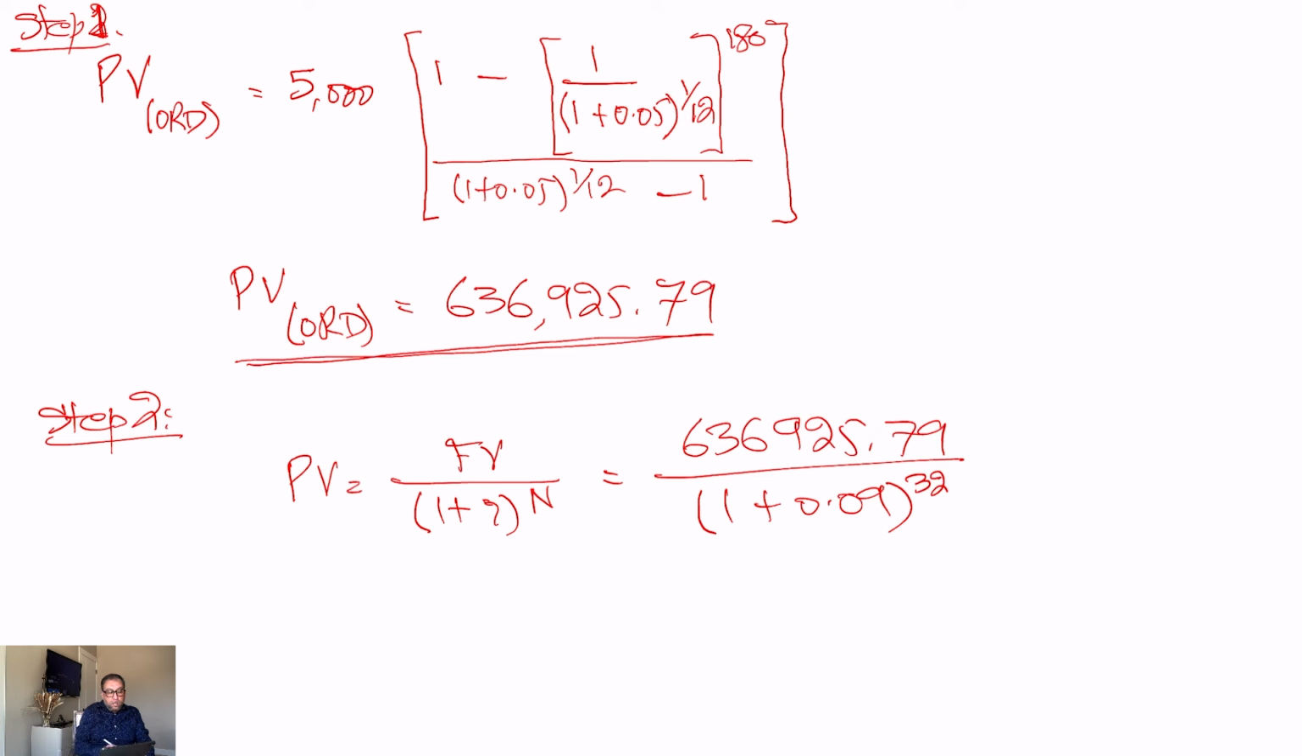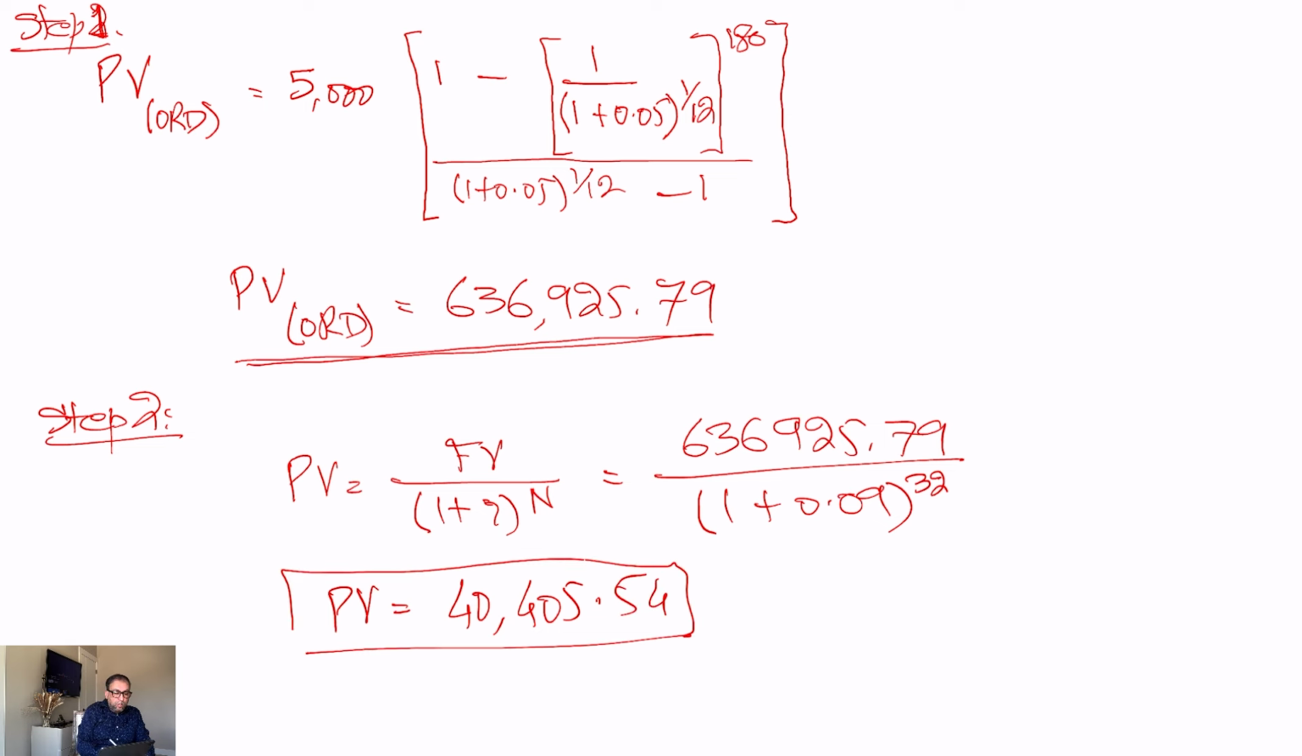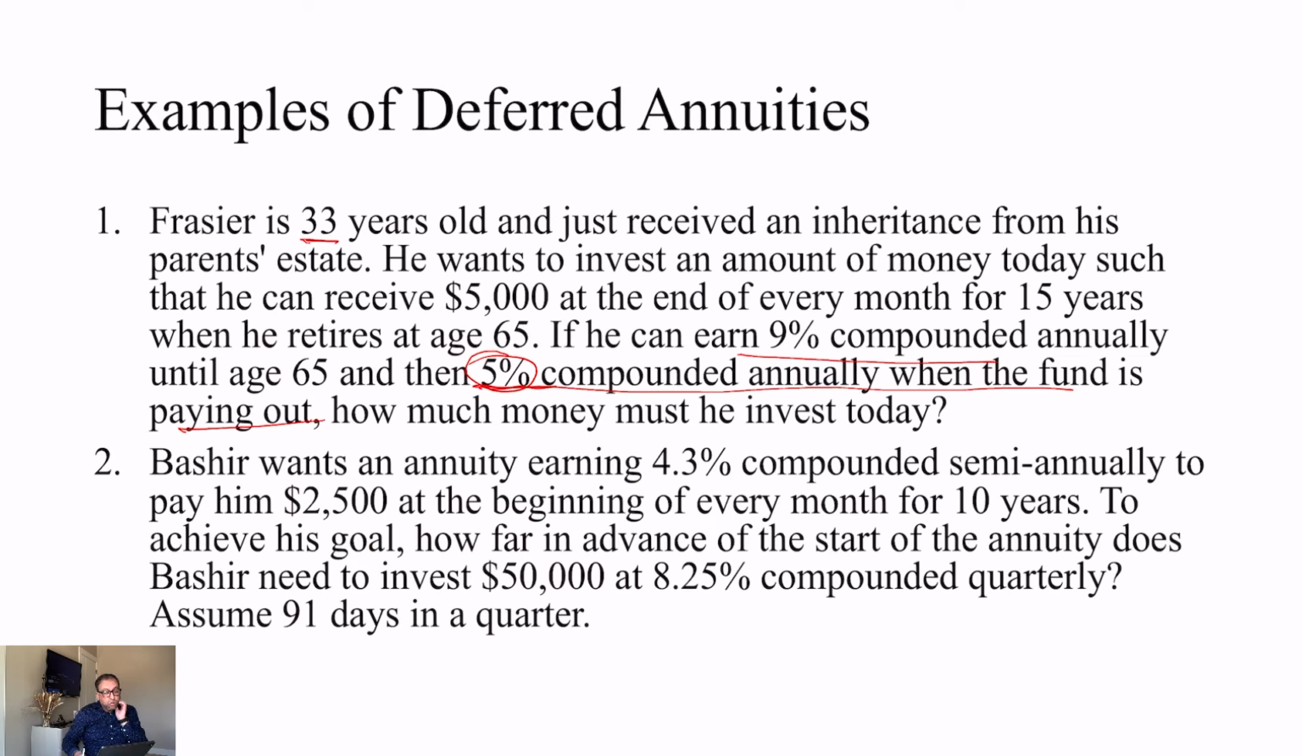And we can see here that if you solve this present value, you get the value 40,405.54. This much Fraser should invest in this particular annuity right now, so that after retirement, after the age of 65, he will be able to get 5,000 per month over the next 15 years. Is it clear? So this is the first question we want to discuss with you.